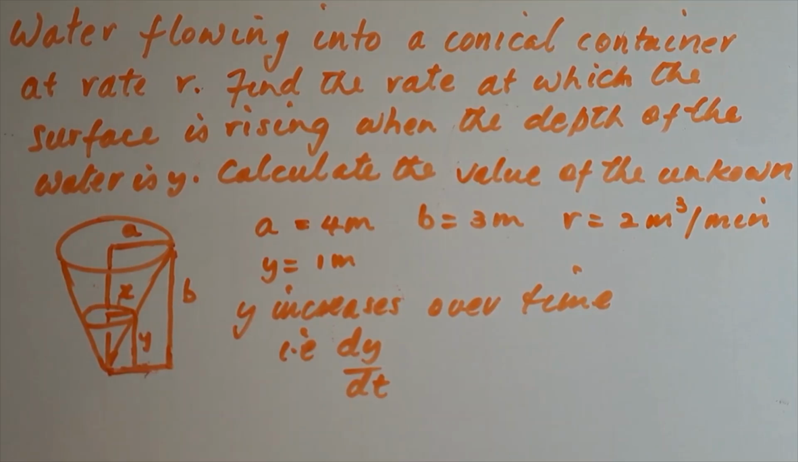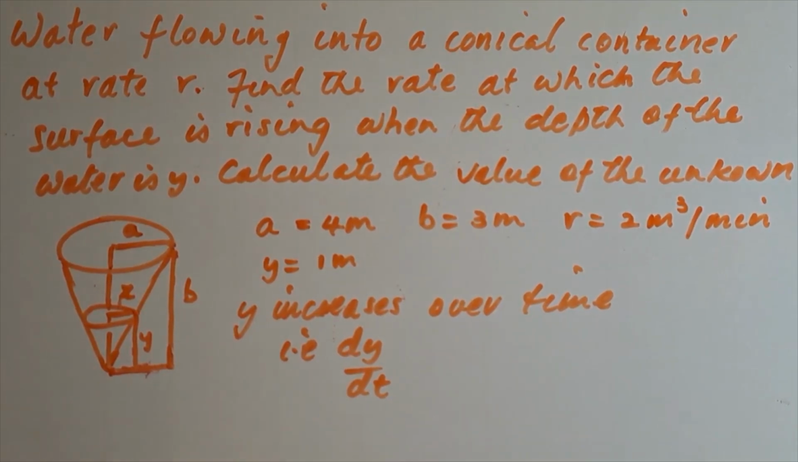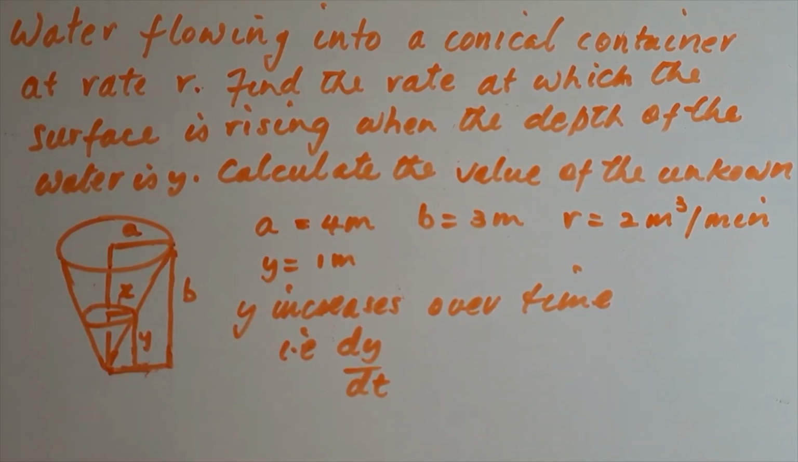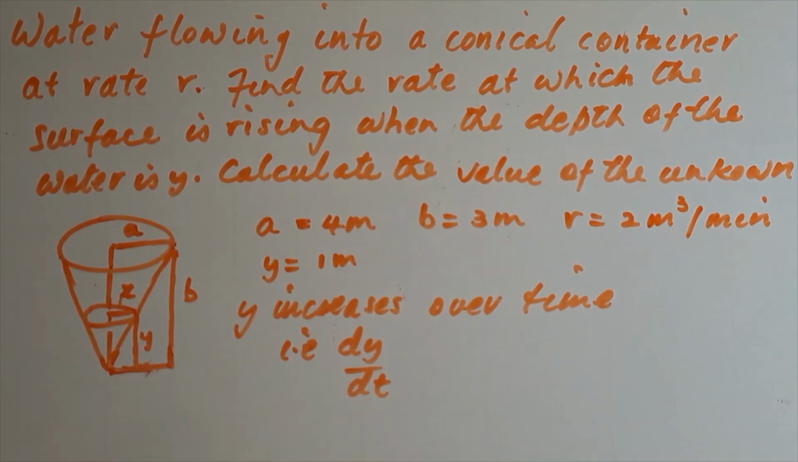R is the rate at which water flows into the container. That is the rate of change of the volume of water in the container. So I'm going to be doing this in a number of parts. This brings us to the end of part 1 of this problem. And I'll continue in part 2, and then finally in part 3.